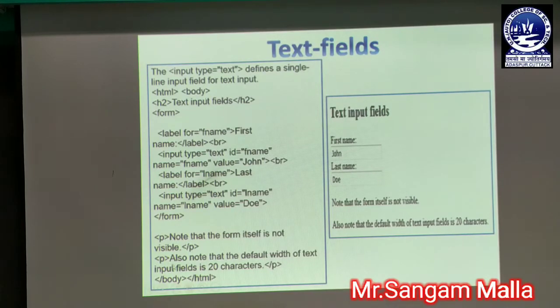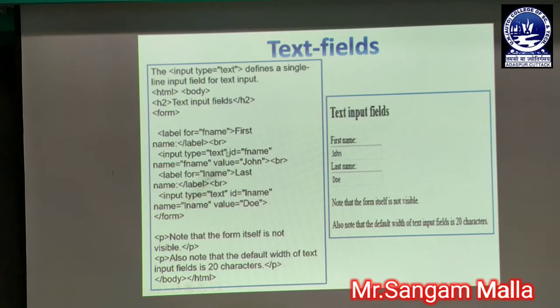Then another paragraph we have also noted that the default width of text input is 20 characters. That means whenever we are not specifying any length of the text box, at that time it can go up to 20 characters only. So if we want to increase or decrease, we can do so with some attributes of input type.